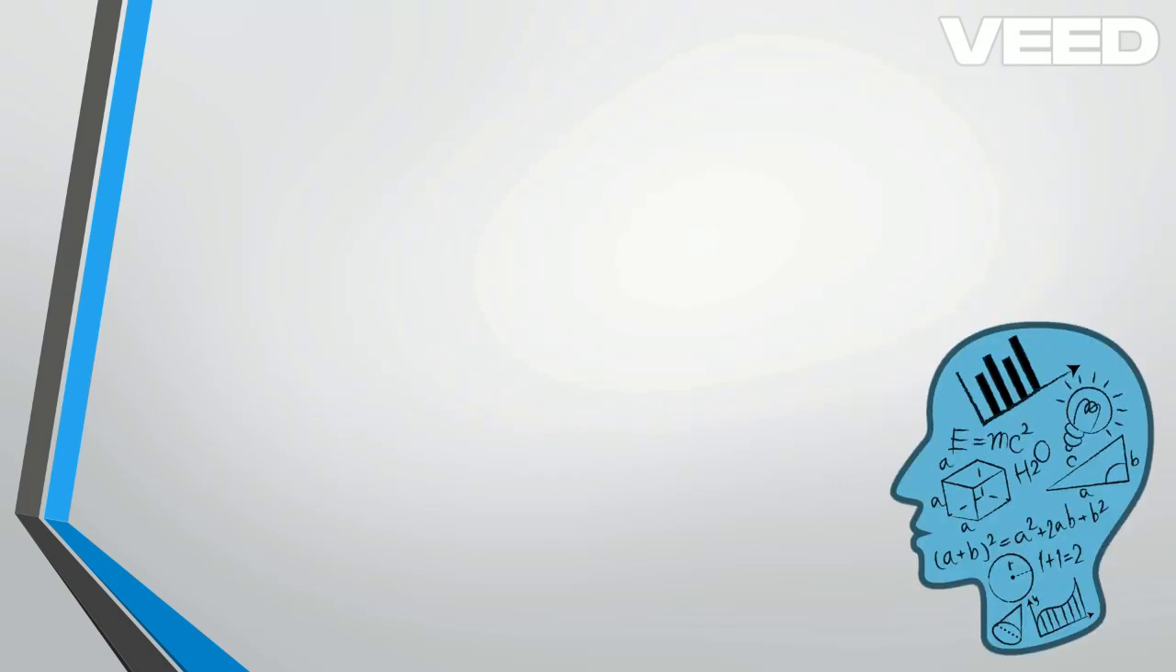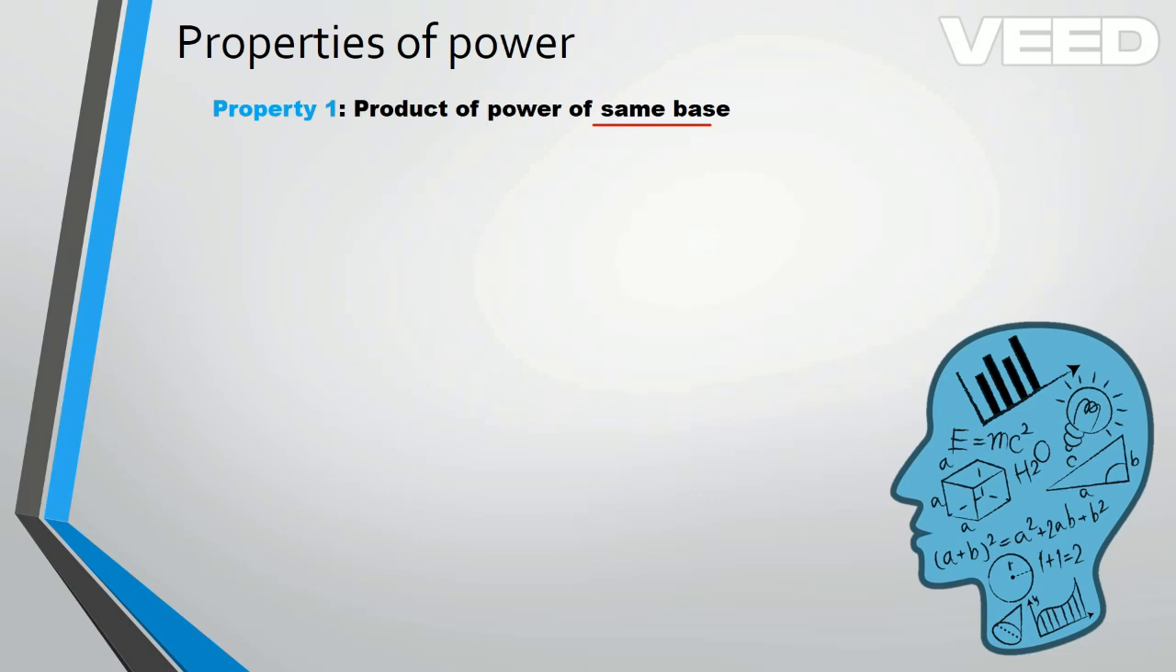Properties of power. Property 1. Product of power of same base. Here we have power a exponent n multiplied by power a exponent m, which is equal to a exponent n plus m. We add the exponent.